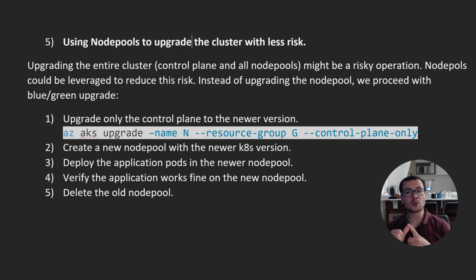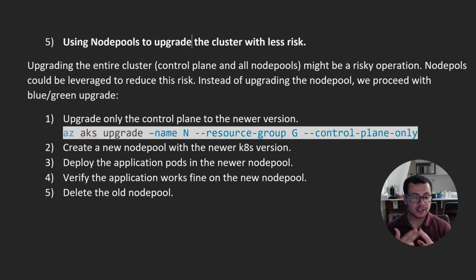The first step is to upgrade the control plane only to the newest version. This can only be done through the command line, at least until today. That's the command az aks upgrade, and then you add the flag --control-plane-only. The second step is to create a new node pool with the newer Kubernetes version. If you are using 1.18 today, for example, and you want to upgrade to 1.19, then you create a new node pool with version 1.19.